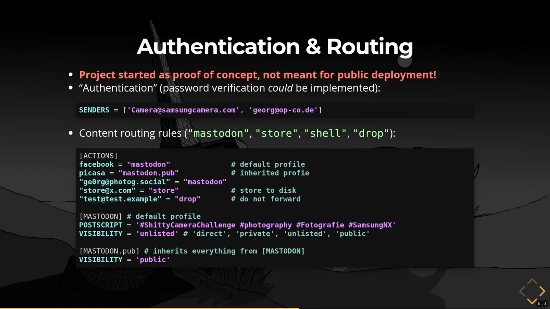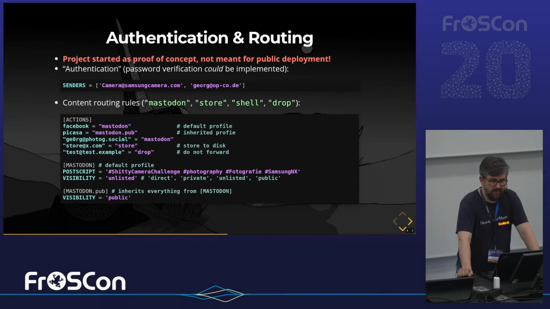And if you select Picasa, it will use the Mastodon public profile. And the public profile is a kind of inherited profile that takes all the standard settings from the Mastodon profile and overrides the visibility. And you can define a post script, you can select different accounts, you can essentially configure it as you like. I have omitted the configuration for shell scripts because it will be a little bit longer.